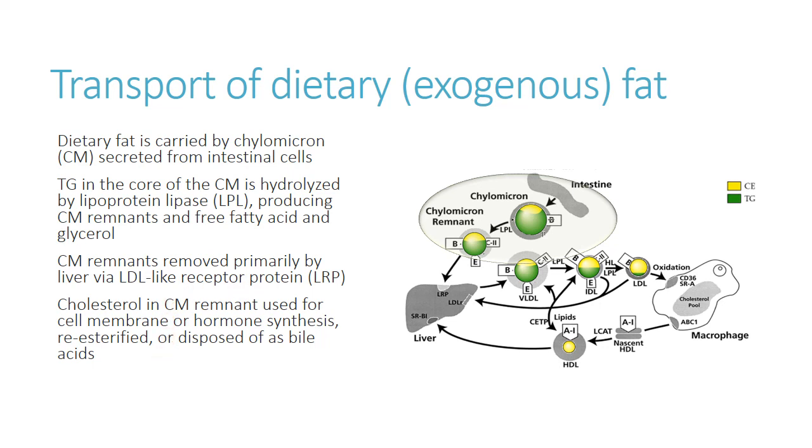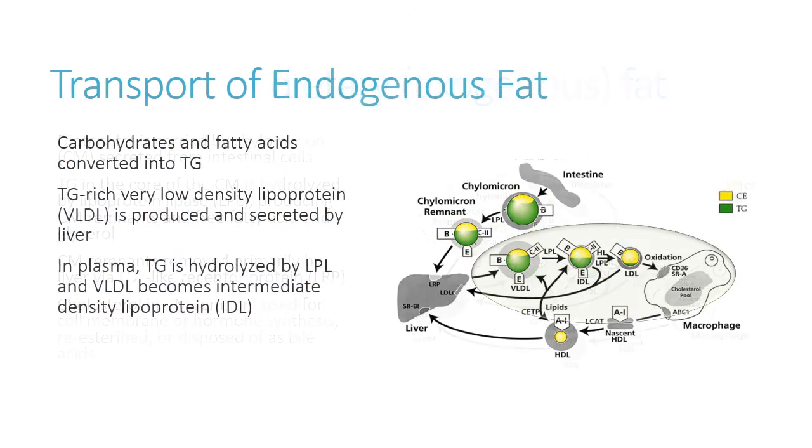We can do things like cell membrane synthesis, right, for producing new cells. We can use this for hormone synthesis. Some of them can be disposed of as bile acids, right? So again, you see that recirculation process already starting up here very early on, okay?